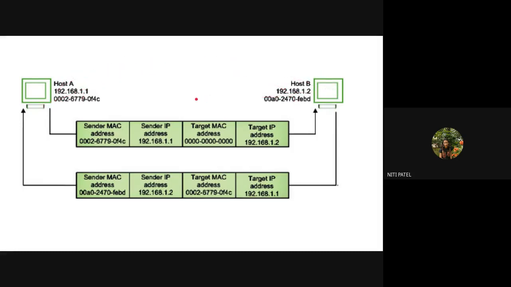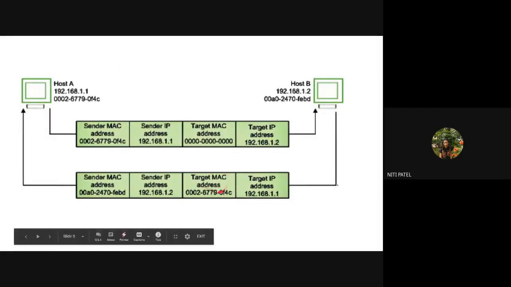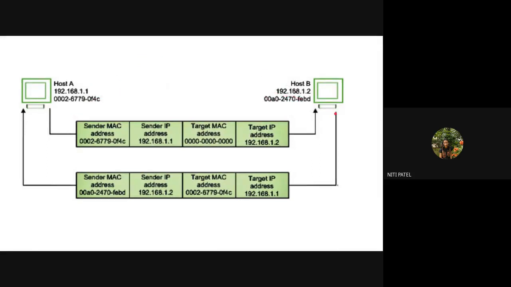Okay. So what is this ARP used for? It is used to find out the target's MAC address before the communication starts between any two machines. Is this clear?